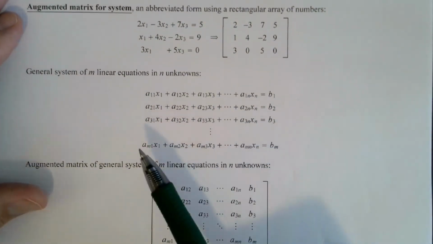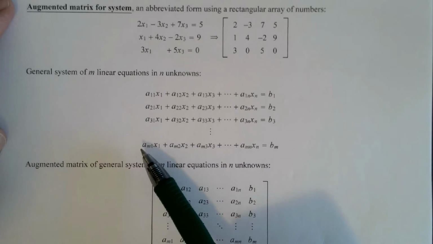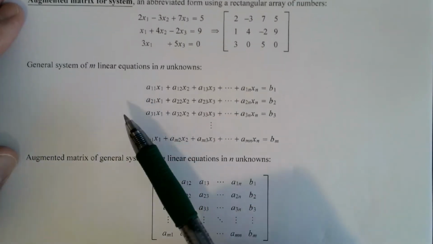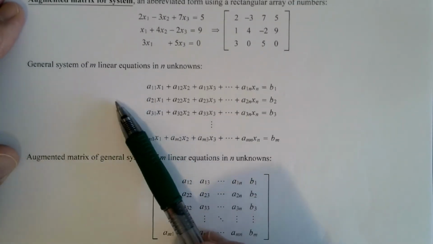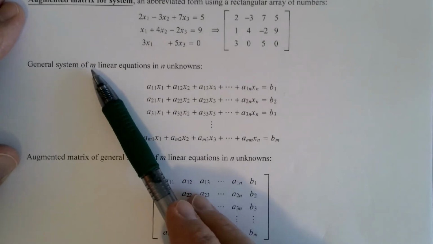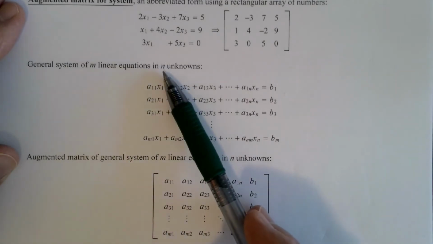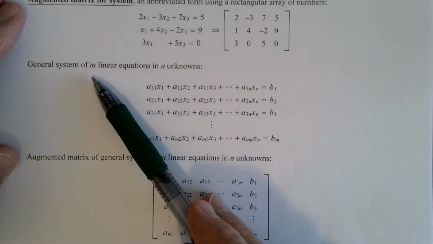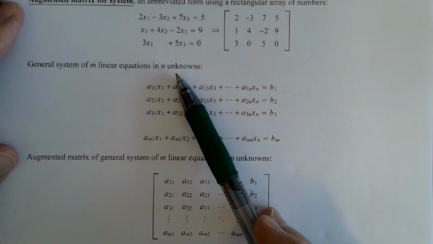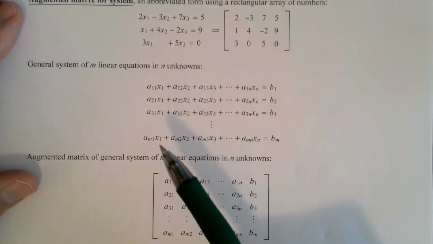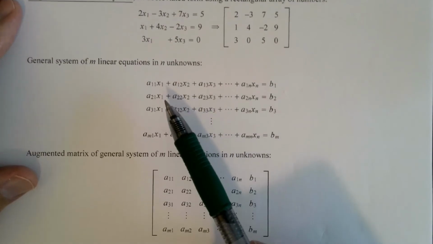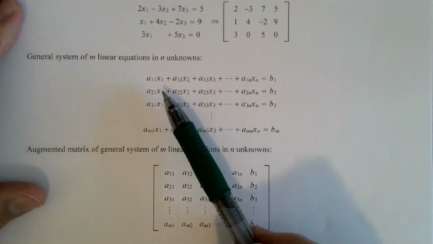Another thing I want to introduce: when we talk about systems of linear equations in general, we often use this notation. So here's a system of m linear equations in n unknowns. We don't know how many equations there are, and we don't know how many unknowns there are. So what we're going to do is take a look at this.